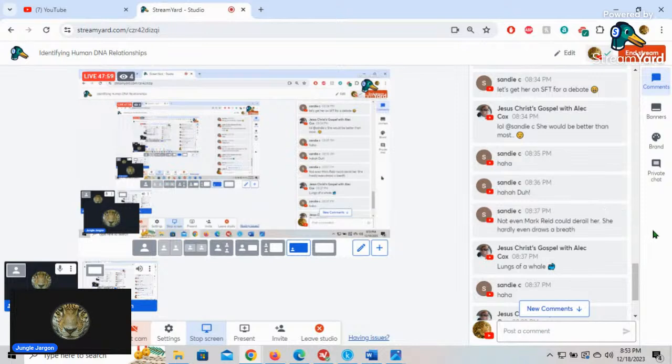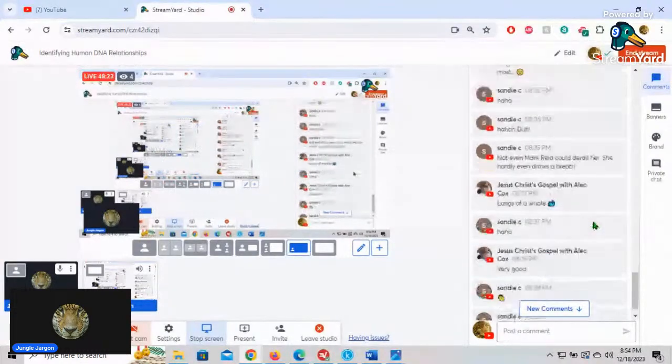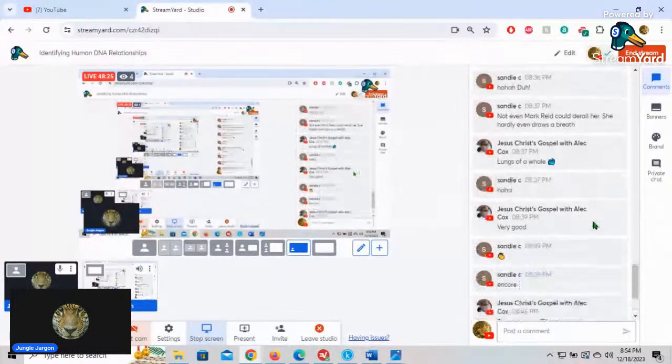Mark Reed could never derail her. She hardly even draws a breath. Mark Reed just spews stuff out of the top of his head. He just spews whatever comes to his mind. It's horrible. Lungs of a whale. Yeah.